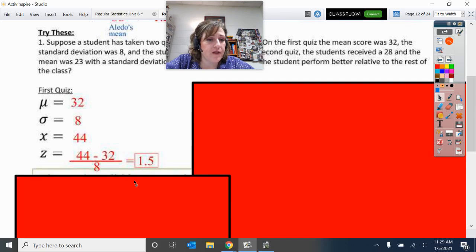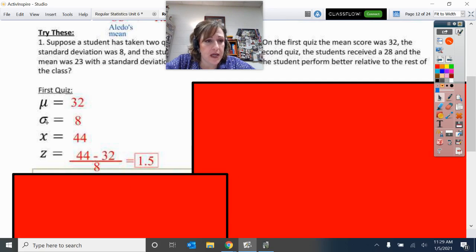On the first quiz, the mean was 32, the standard deviation was 8, and the student got a 44. So look at this z-score: x minus the mean over the standard deviation. That x is the context value. That's 1.5. So that student is located 1.5 standard deviations above the mean.